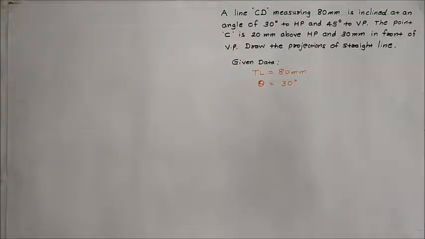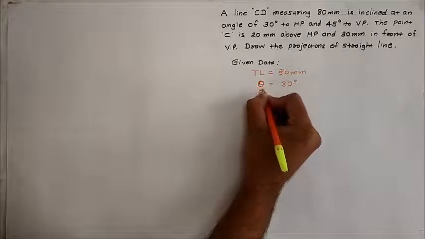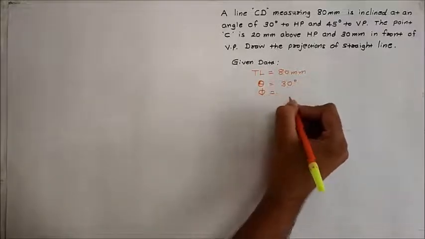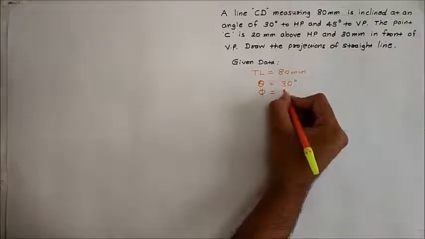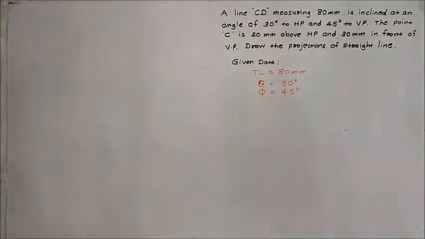And 45 degrees to the vertical plane. So the angle made by the line with the vertical plane is denoted by angle phi, which is equal to 45 degrees. The point C is 20 mm above HP and 30 mm in front of VP. So the position of point C is given.